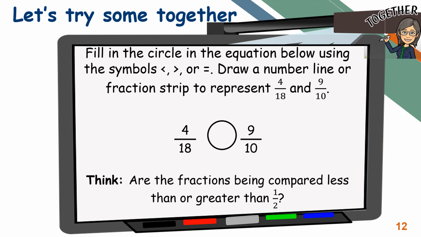Let's do another. Use 1/2 as a benchmark and compare the fractions. Remember to decide if the fractions are greater than 1/2 or less than 1/2. Then decide which fraction is larger based on the benchmark. Fill in the circle for the equation in your journal or on your notebook paper. Use the symbols less than, greater than, or equal to fill in the circle. Draw a model for each fraction to help you.